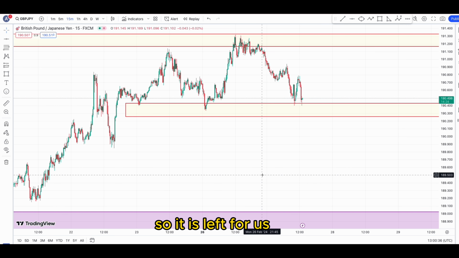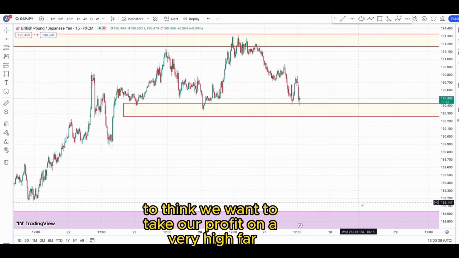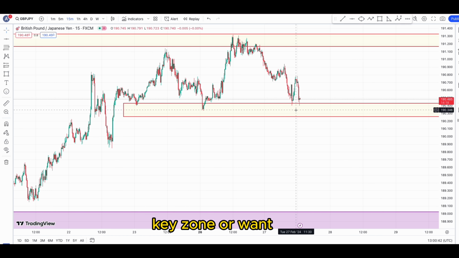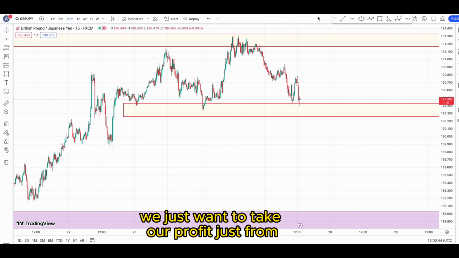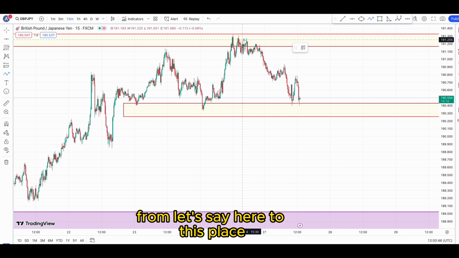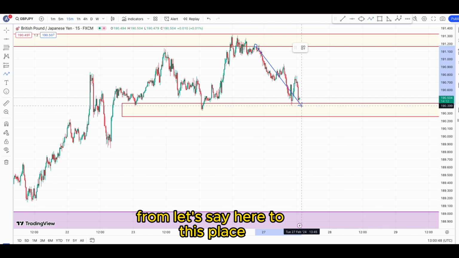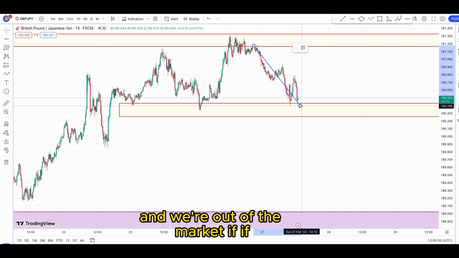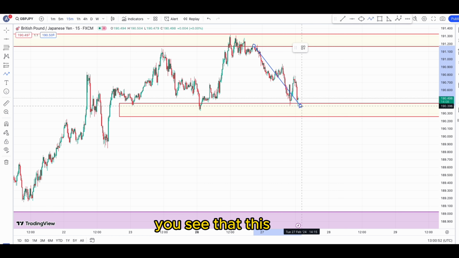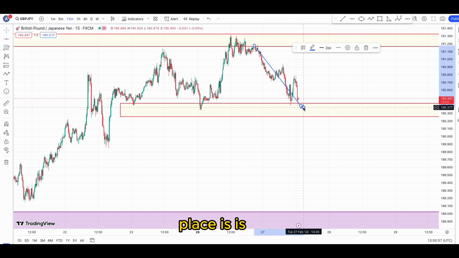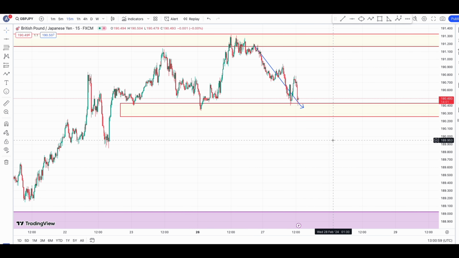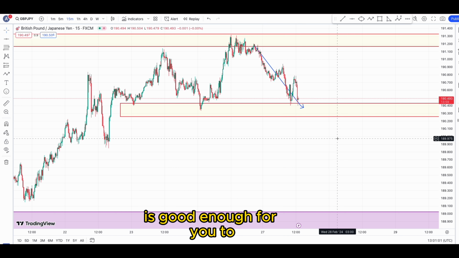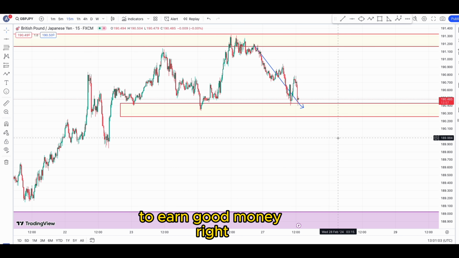So it is left for us to decide whether we want to take our profits on a very far key zone, or we just want to take our profit from, let's say, here to this place, and we're out of the market. If you are good, you see that this particular place is good enough for you to earn good money, right?